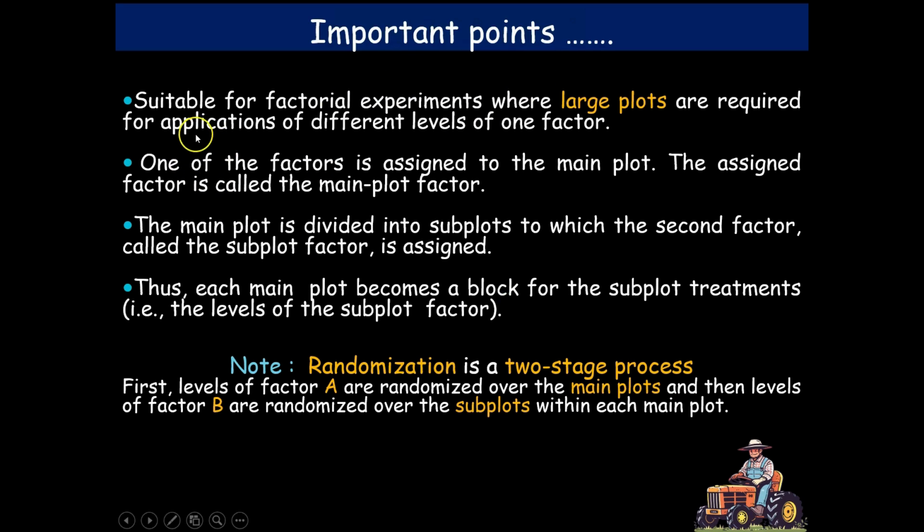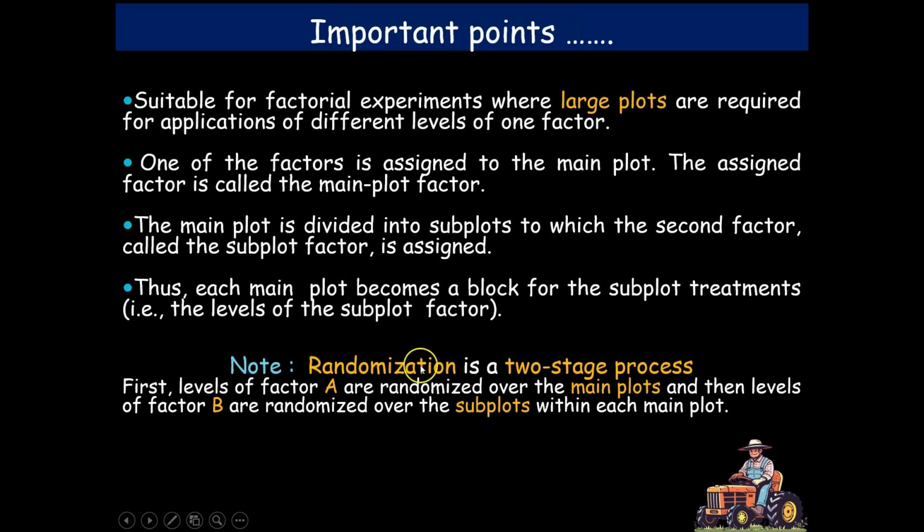Some of the important points involved in split plot design: it is suitable for factorial experiments where larger plots, which are known as main plots, are required for the application of different levels of one factor. One of the factors is assigned to the main plot, which is a larger plot. The assigned factor is known as main plot factor, and the main plot is further subdivided into subplots to which the second factor, called subplot factor, is assigned. This is the factor which is studied with greater precision. Thus each main plot becomes a block for the subplot treatment, that is, the levels of the subplot.